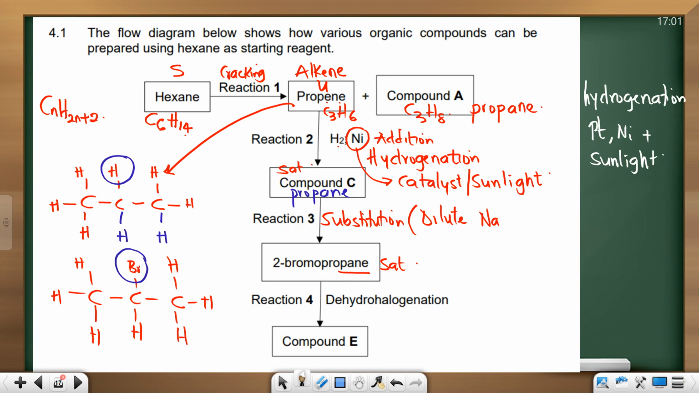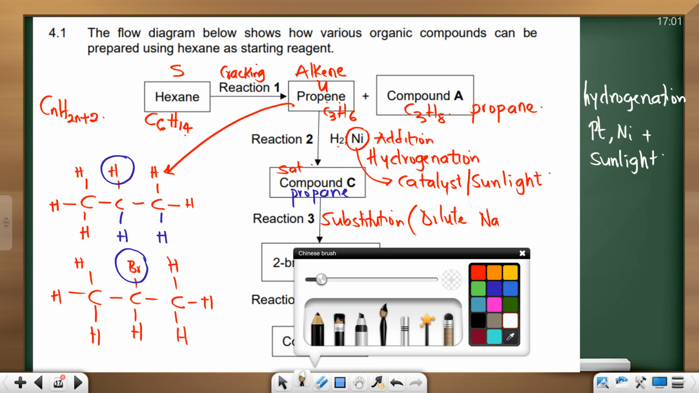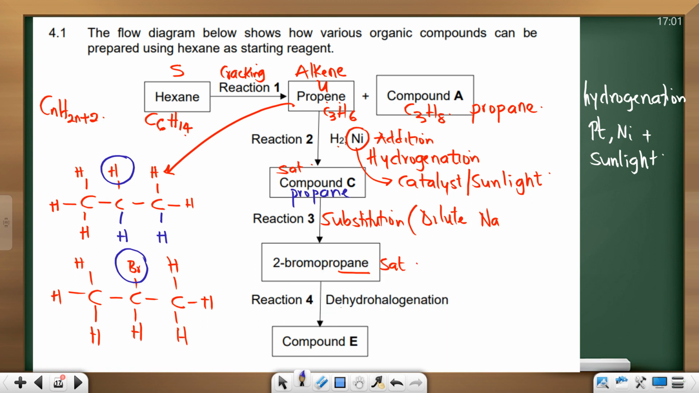All right? Now, check this one. What's happening here? D. The word D means to remove. So do you see you are starting from a saturated? Where are you going when you remove? Unsaturated. What are you removing? Hydrohalogen. One hydrogen and what? One halogen.